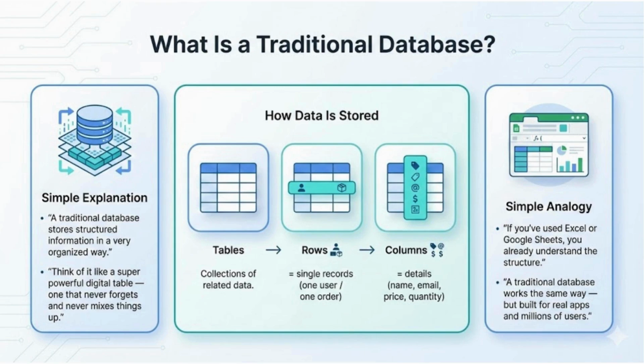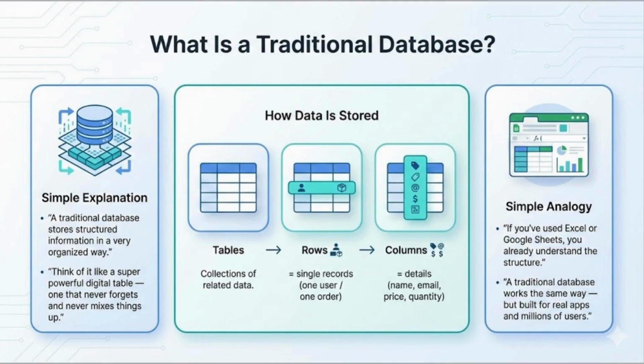Inside a traditional database, information is stored in tables. Each row represents a single record, like one user, one order, or one item. And each column is a specific detail about that record. Things like name, email, price, or quantity. If you have used Excel or Google Sheets, you already understand the structure. The traditional database works the same way, just built for real apps and thousands or millions of users.